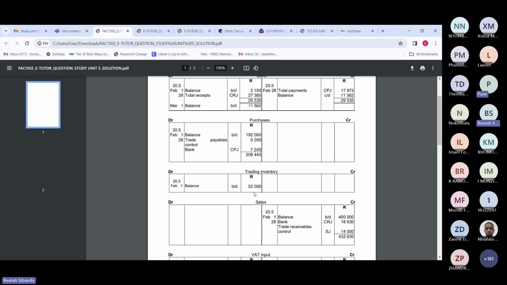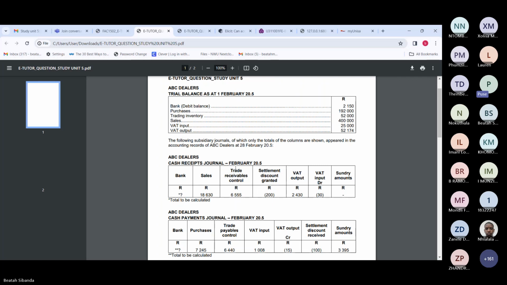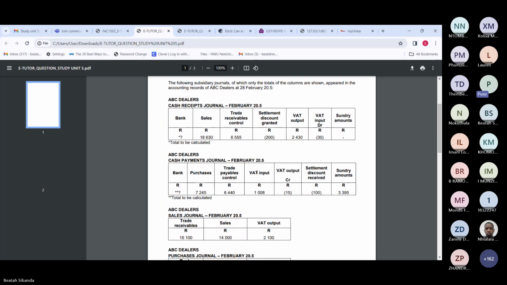Any other questions? Hi, ma'am. Yes, ma'am. Can I ask? Okay. Can you please go back? Yes, thank you. I wanted you to go back to the cash payment journals. We said that the VAT input is calculated on the total sales, right? The VAT input is on the purchases. The output is on the sales.